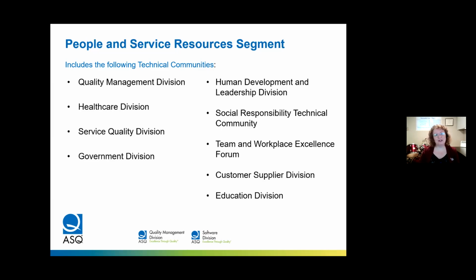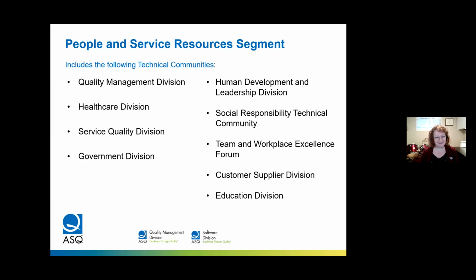The next segment we'll look at is the People and Services Resources segment. Now, this includes a couple of different technical communities. Again, you can see the realm of these communities that you might say, that's my common interest, that's my career goal. This is where I want to go. Well, this is a collection of communities that supports members in service and people-focused industry sectors. The PSR segment provides cross-functional knowledge and techniques to improve and elevate quality in these sectors.